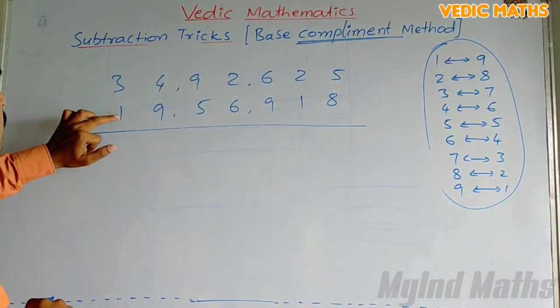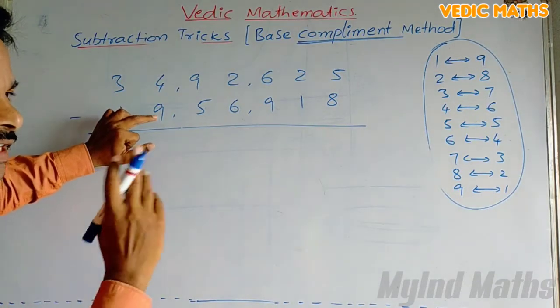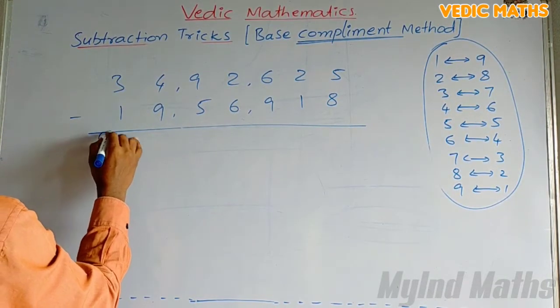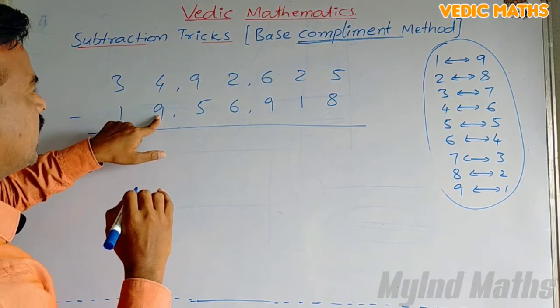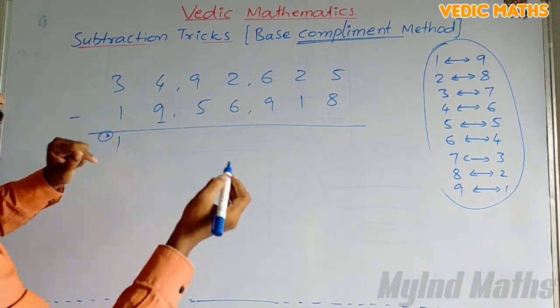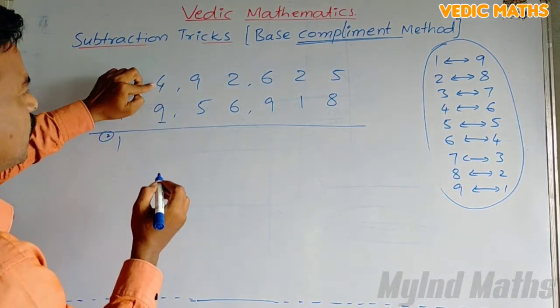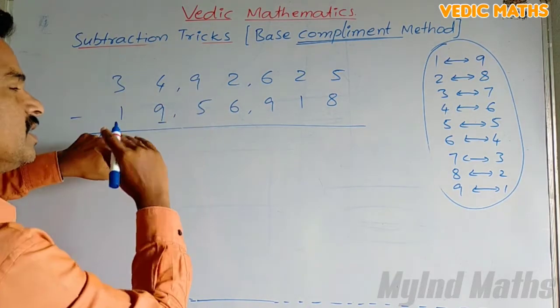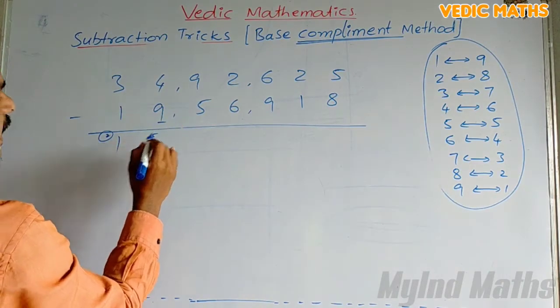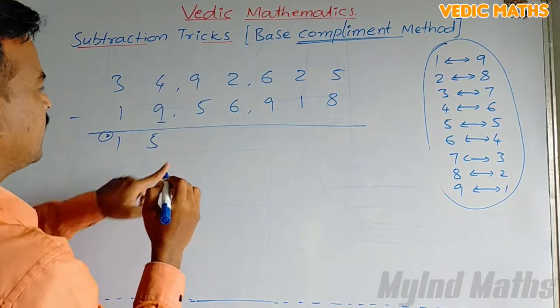But you see here, 3 minus 1 is equal to 2, but 4 minus 9 is not possible. That is why here we should write 1 only. Actually 2, but we have to write 1 because 9 is more than 4. What is the complement of 9? 1 only. 1 plus 4, 5. But 9 minus 5 is subtracting. That's why here we can write 1 plus 4, 5. Next 9 minus 5 equal to 4.